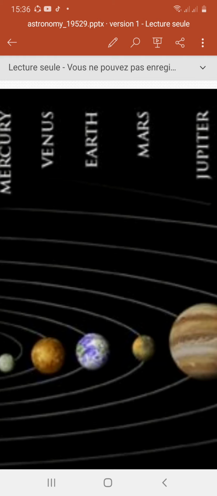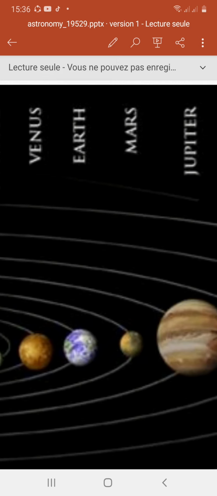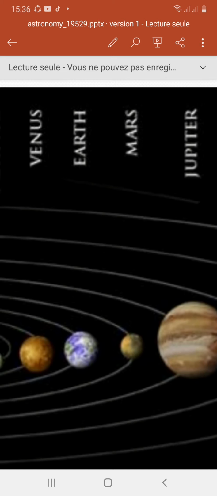Now we move to the second planet, Venus. Venus, it's terrestrial, because we said the terrestrial, meaning earthly, rocky, right? It is said that Venus is similar to Earth in size and composition.